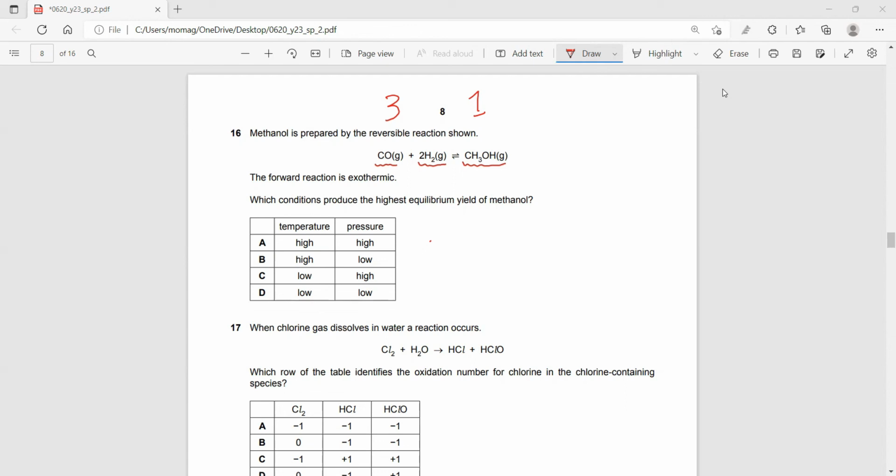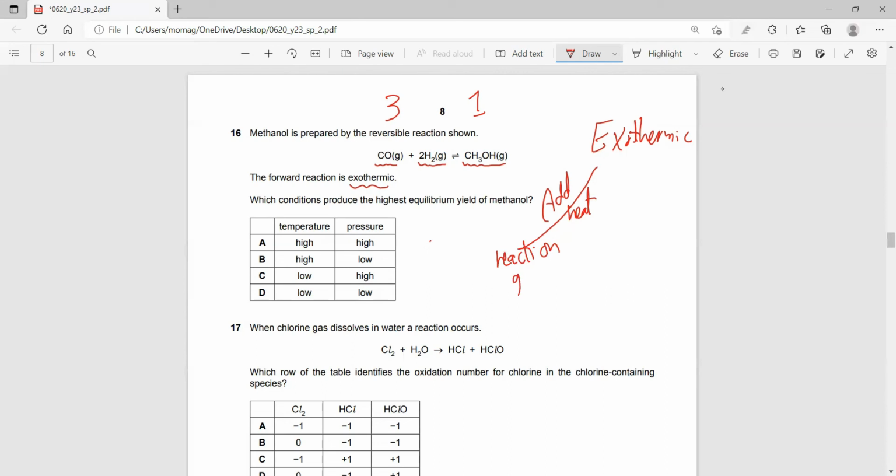The question is saying that the reaction is exothermic. Let me write a clue for you. Exothermic. An exothermic reaction is a heat releasing reaction. So please don't give it heat. Why? Because it can generate its own heat. That's why for exothermic, if you add heat, the reaction goes back.